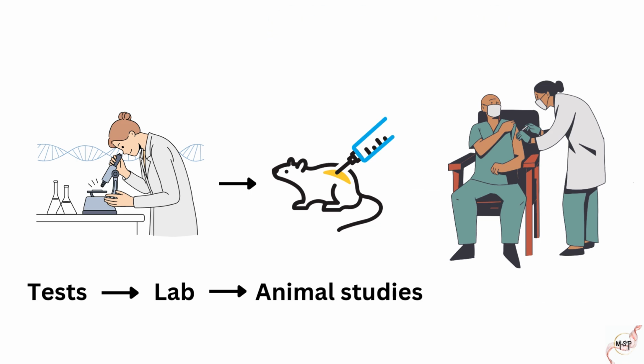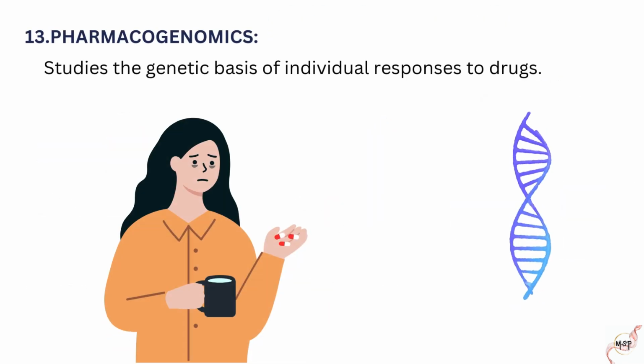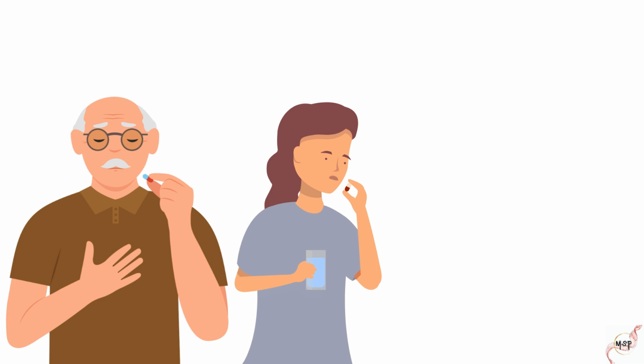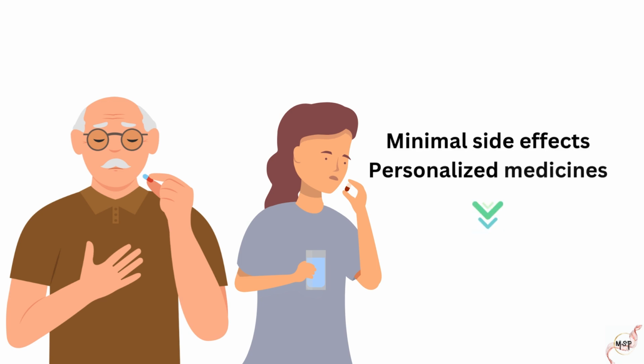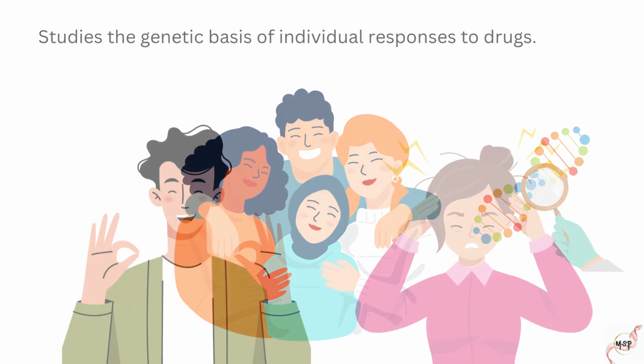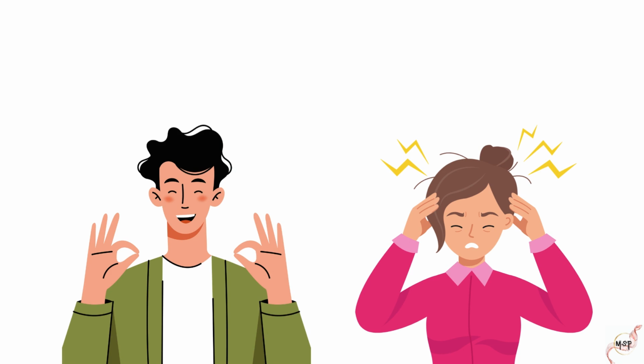Now moving to pharmacogenomics. It studies the genetic basis of individual responses to drugs. Imagine a world where medicines are tailored specifically for you, where a single pill works perfectly for your body with minimal side effects. This is pharmacogenomics, the future of personalized medicine. Pharmacogenomics is the study of how our genes affect our response to drugs. No two people are exactly the same, isn't it? And neither are their reactions to medications.